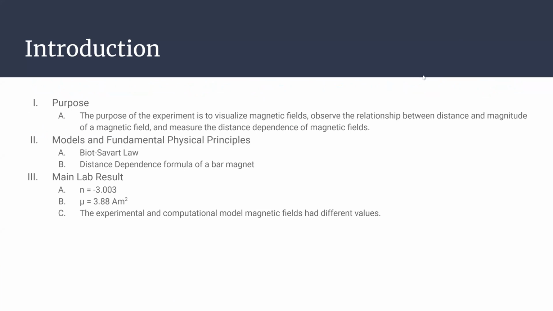Some models and fundamental physical principles that we used were the Biot-Savart law and the distance dependence formula of a bar magnet. And the main lab result from my experiment: I got an N value of negative 3.003 and a mu of 3.88 ampere meters squared. And then my experimental and computational models of the magnetic fields had different values.